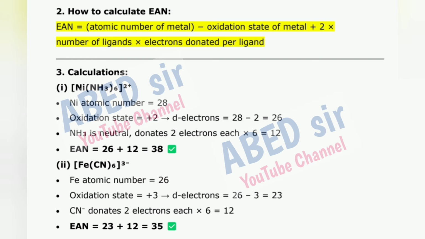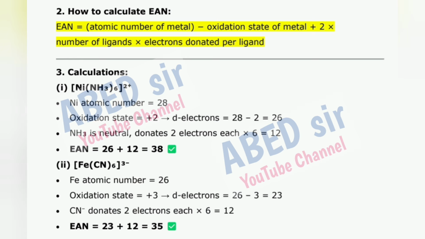2. How to calculate EAN? EAN is equal to atomic number of metal minus oxidation state of metal plus 2 times number of ligands times electrons donated per ligand. 3. Calculations. [Ni(NH3)6]2+. Ni atomic number is equal to 28. Oxidation state is equal to plus 2. d electrons is equal to 28 minus 2 is equal to 26.